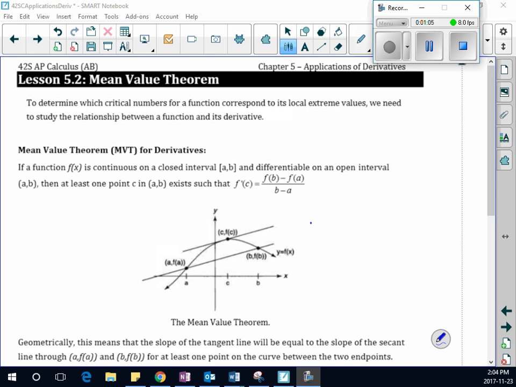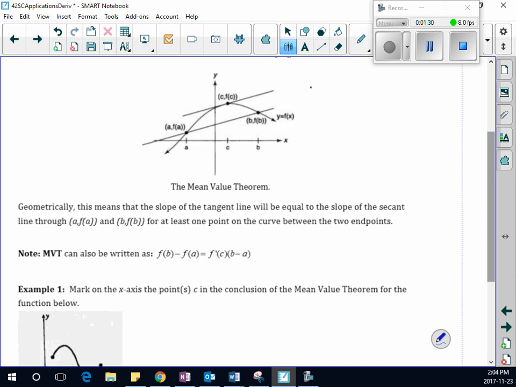So here's a visual of what they're trying to say. They're trying to say between a and b on this curve, there happens to be some point c where the derivative is the same as the slope of the line going through these two points. And that would show that they're parallel if they're the same slope, right? So geometrically this means the slope of the tangent line will be equal to the slope of the secant line going through a and b for at least one point on the curve, at least one point.